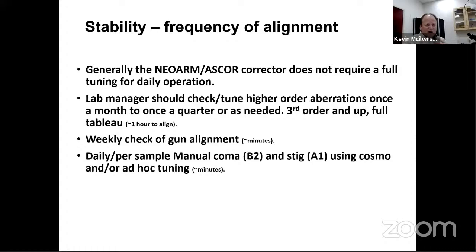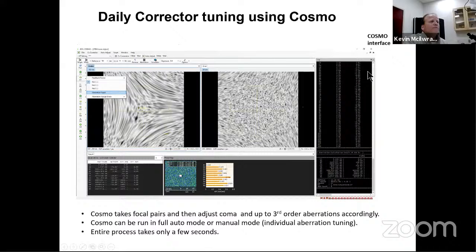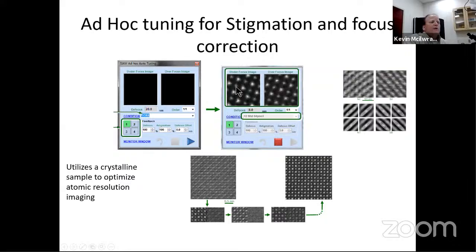Now per sample, when you're working with a corrector, you really just deal with coma and stigmation, and we have software that corrects that now. It does an over-focus pair, and then it knows how it should adjust coma and other terms, and it adjusts this in seconds for you. You can see here going from a bad corrector setup to a pretty decent corrector setup, and it only takes seconds.